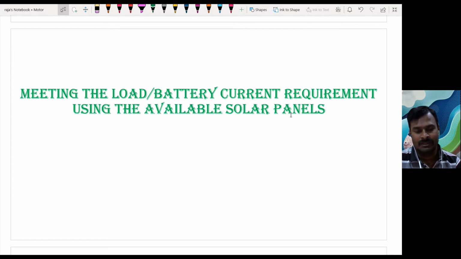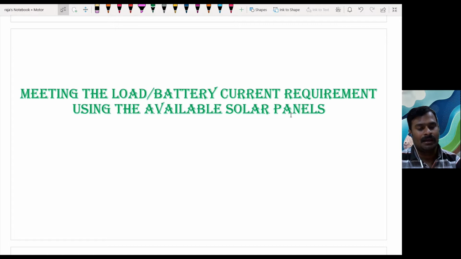In case you have two panels of the same kind, the current can be summed up by connecting them in parallel. So this means it would take only 10 hours. If you have four panels of the same kind, that means you will be able to achieve 20 amperes of charging current. This means it would take only 5 hours to charge this battery fully.